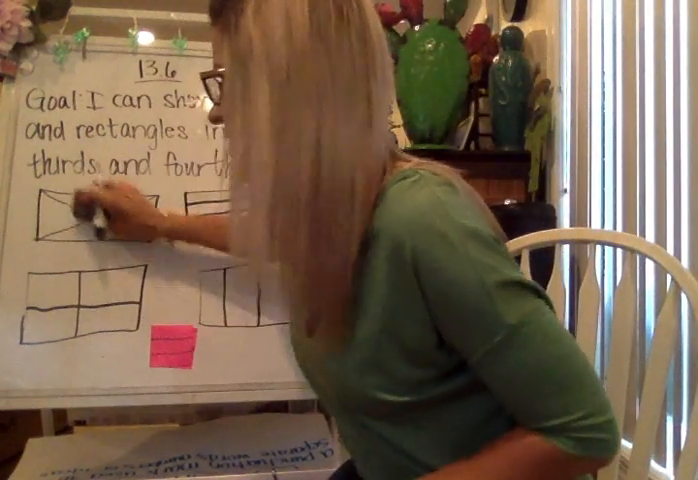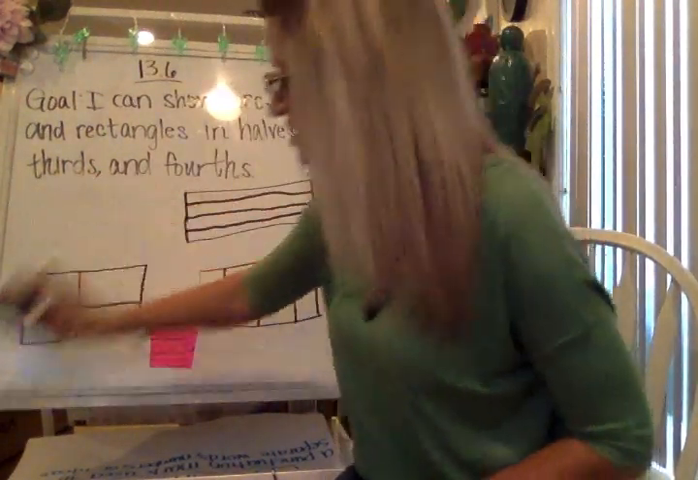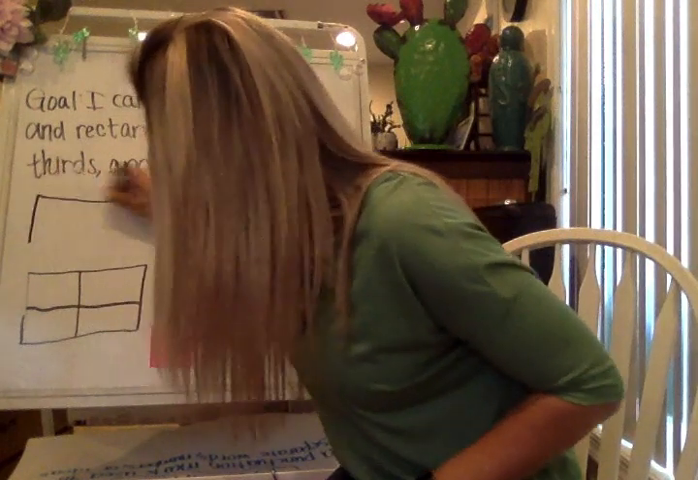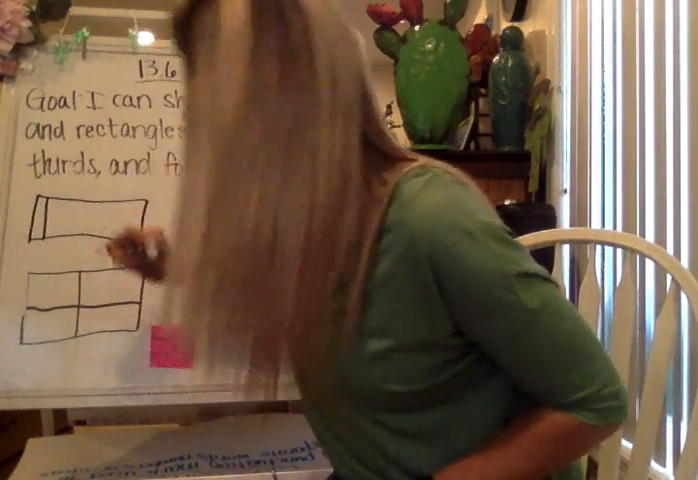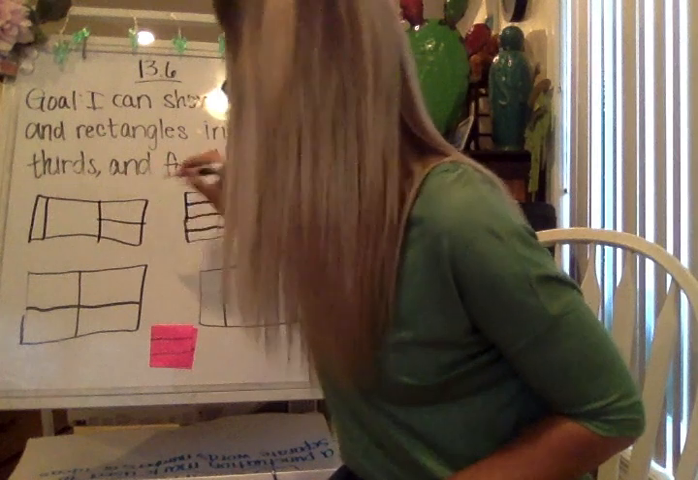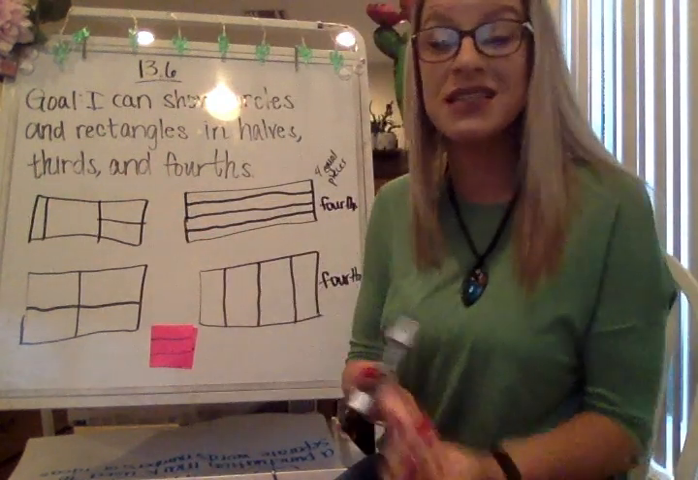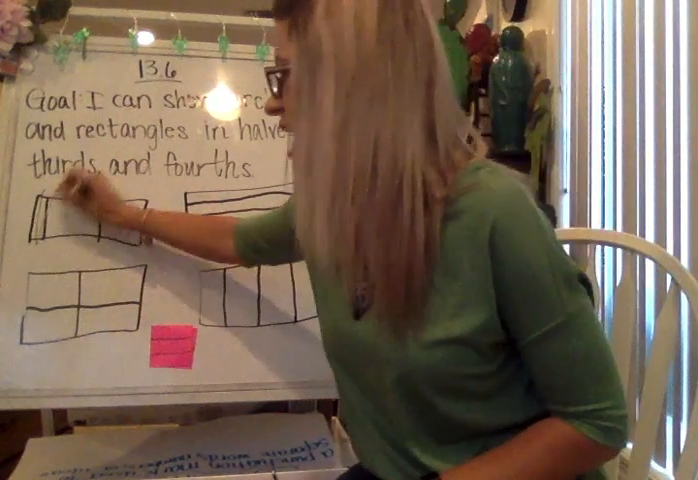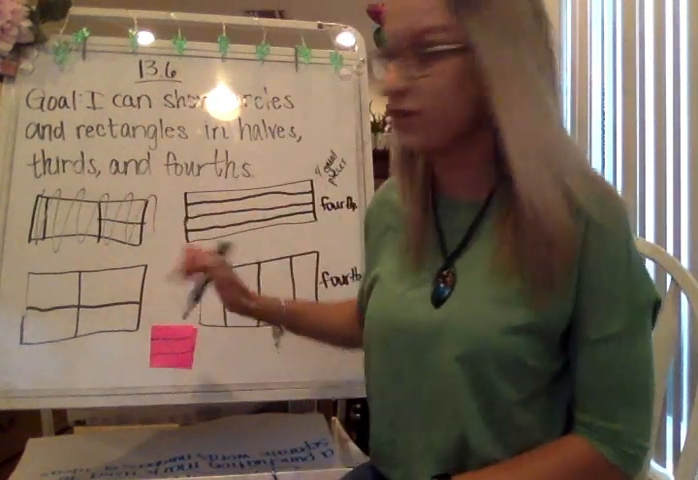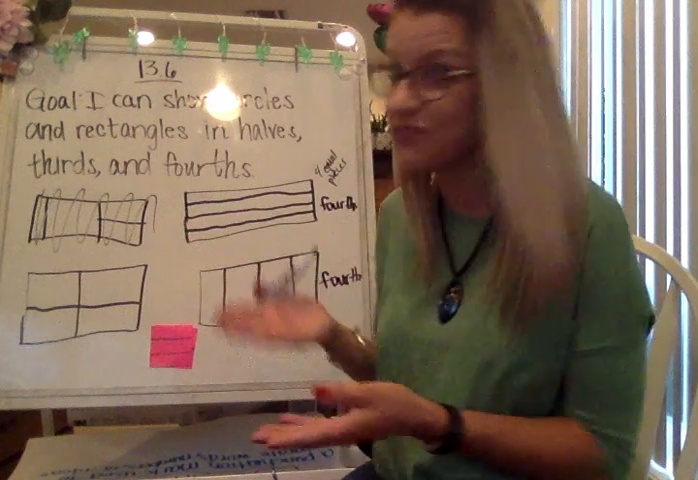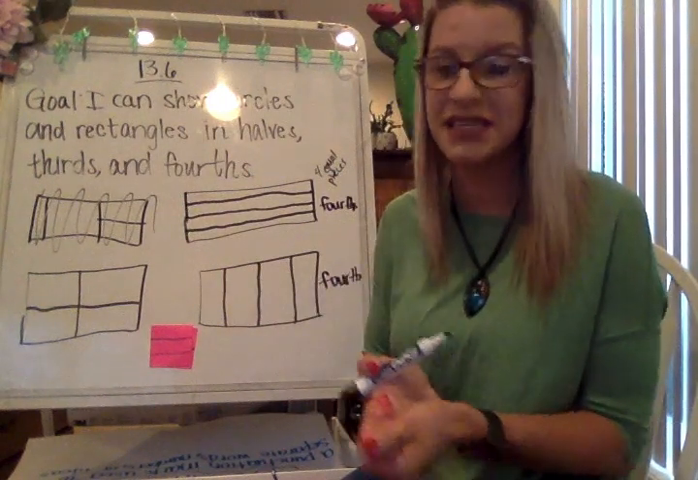Let's talk about a way that is not a way to cut in fourths. What if I cut it like 1, 2, 3, 4. Those are not equal. So since they are not equal, this is not a way to cut it into fourths. Fourths have to have equal pieces.